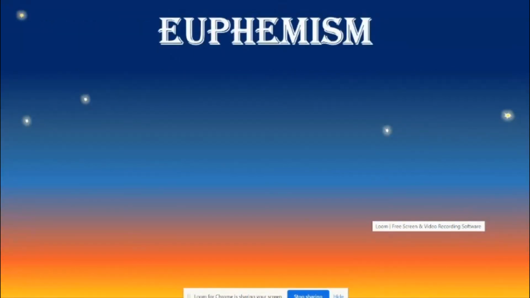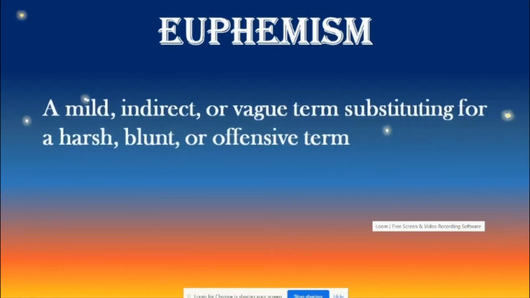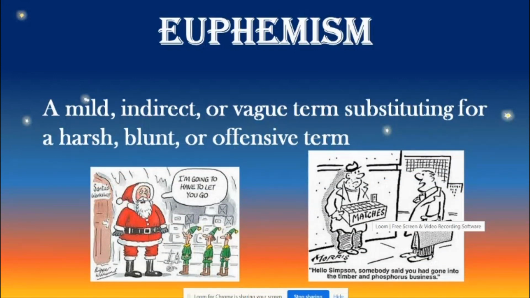Next, we have the euphemism. Euphemism is a mild, indirect, or vague term substituting for a harsh, blunt, or offensive term. Example, I'm going to have to let you go, instead of directly telling them that they're fired from their jobs. And another, hello Simpson, somebody said you had gone into the timber and phosphorus business. So in this case, the other guy or the friend is trying to make the job more sophisticated than it seems.